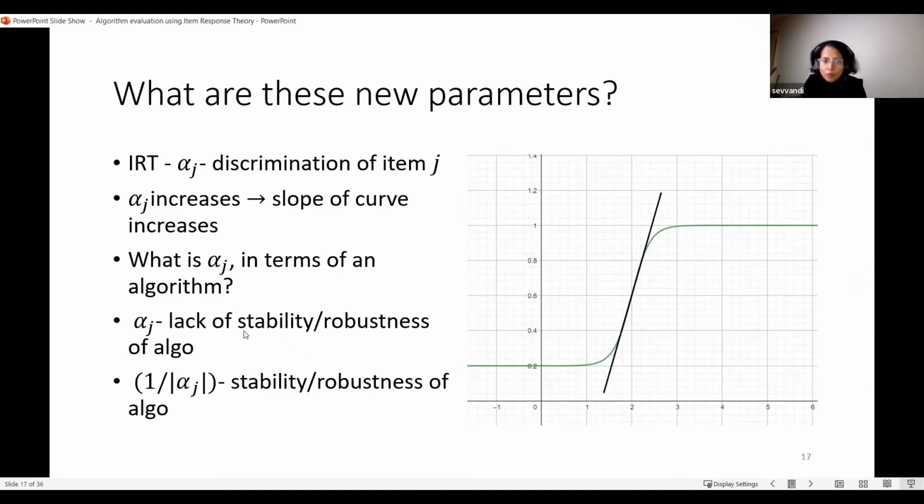So the higher the alpha, the lower the stability or the robustness of the algorithms, because it will have very big fluctuations in terms of performance. So we made a new stability indicator or robustness indicator, which was 1 over the absolute value of alpha J.